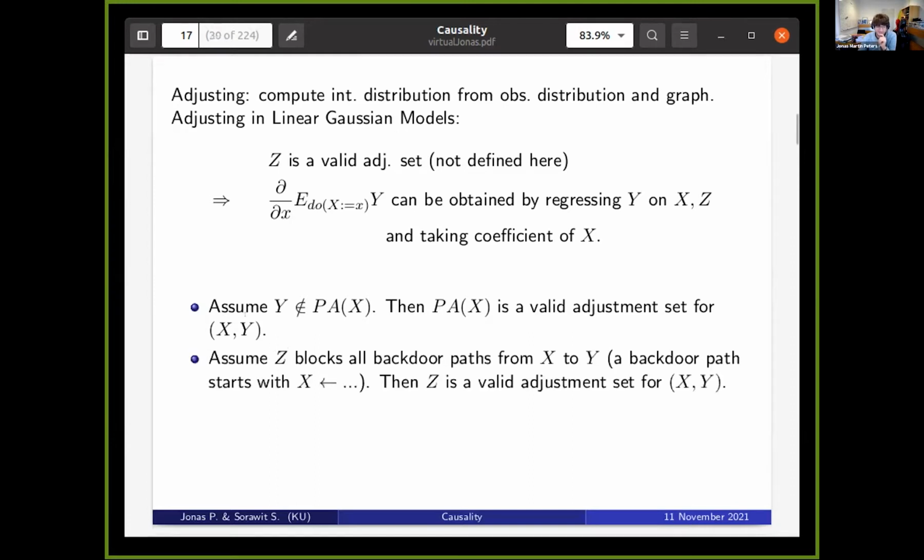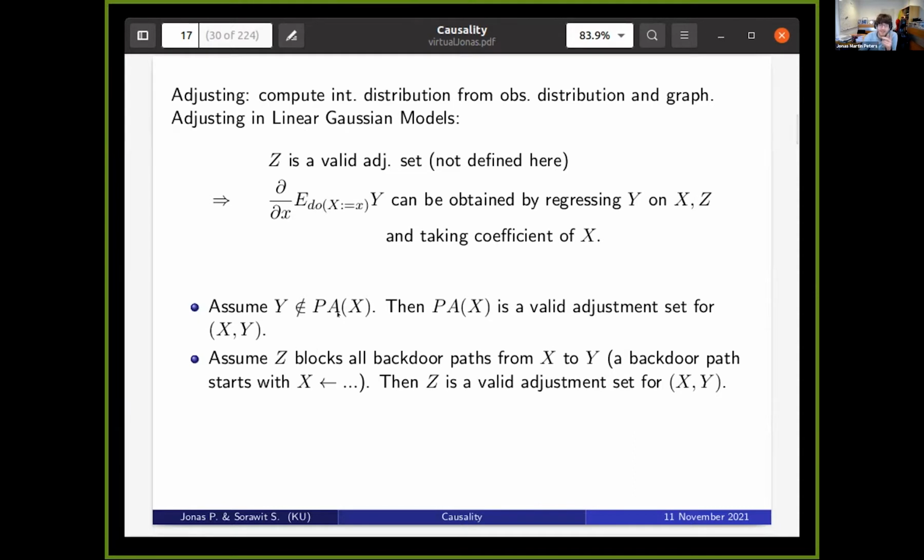This always works. And now another, a more general rule, and this is now if you know about d-separation. Otherwise, this is an intuitive rule now. So assume that you have a set z that blocks all back-door paths from x to y. What is a back-door path? A back-door path is a path that starts with an incoming edge into x. Then z is a valid adjustment set for x and y.